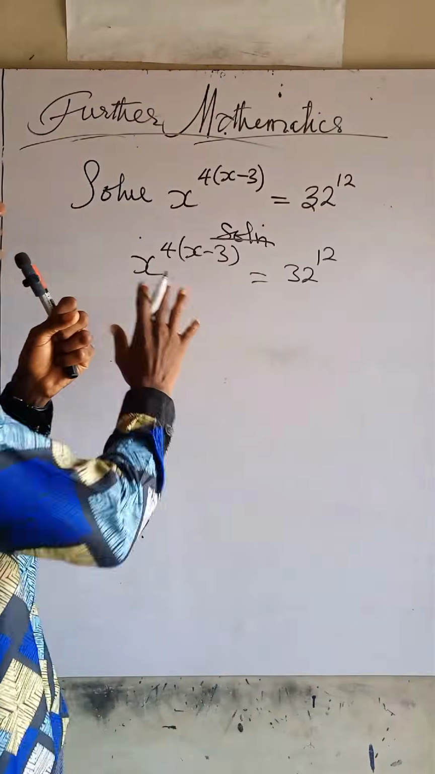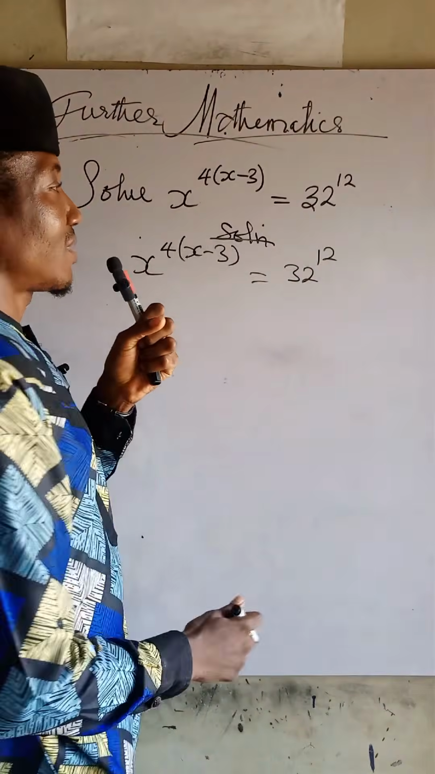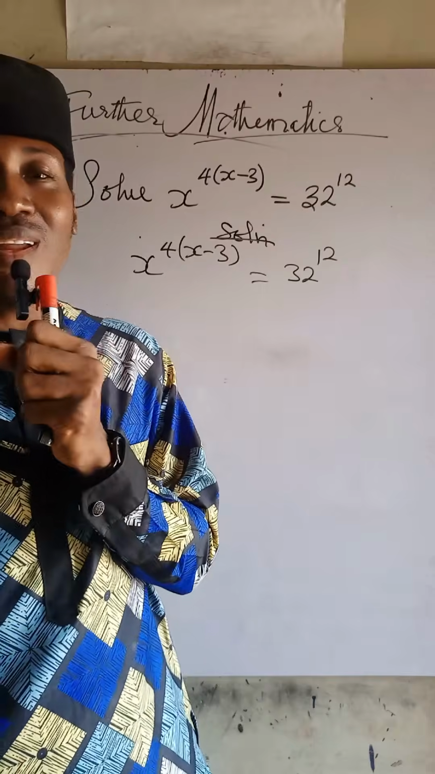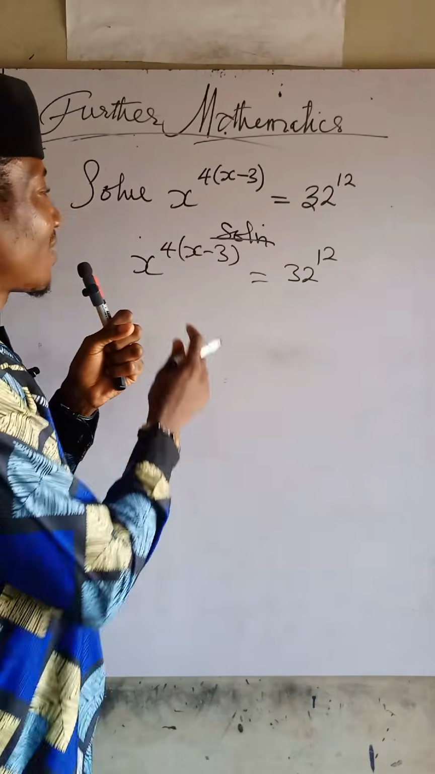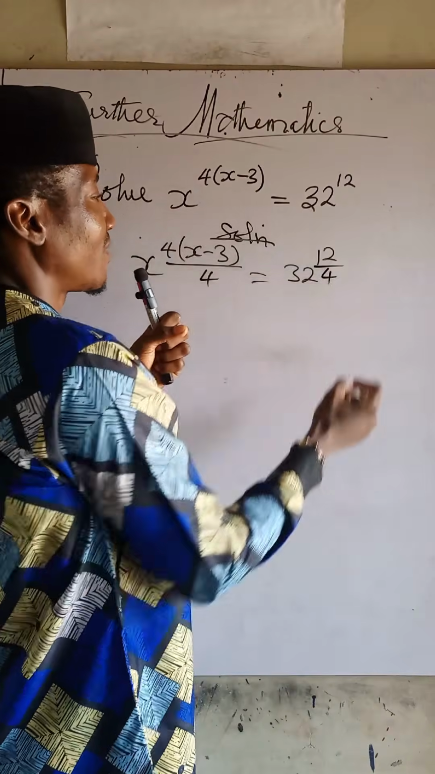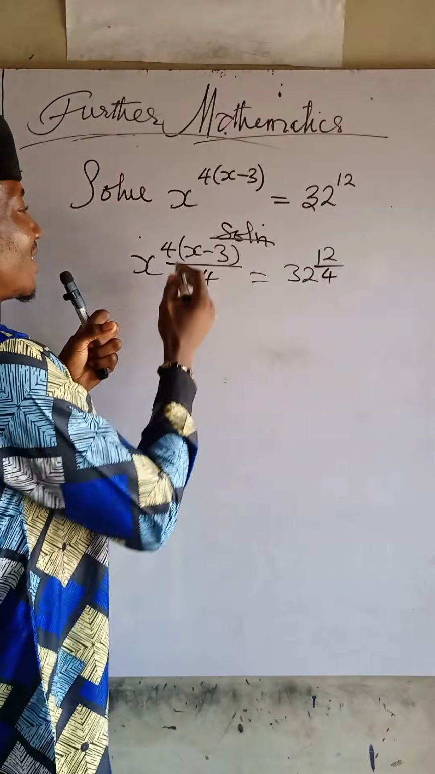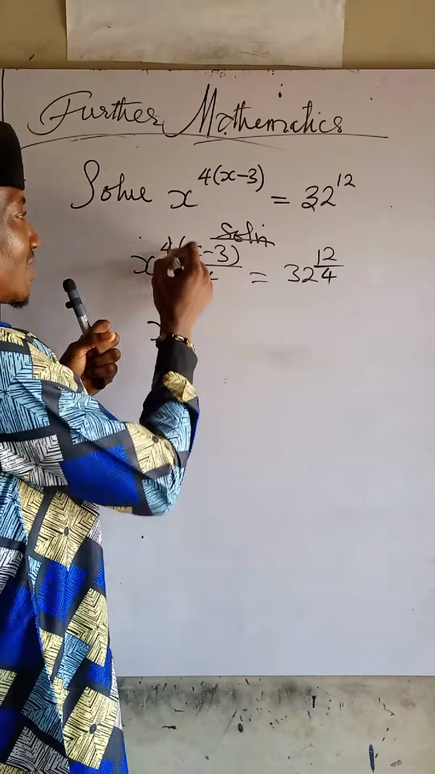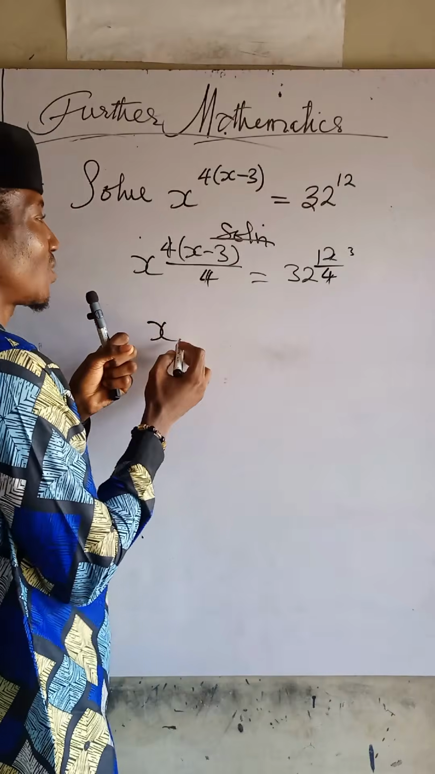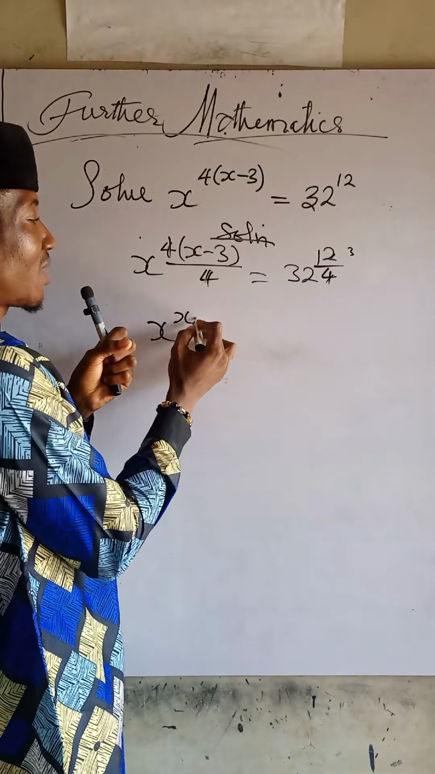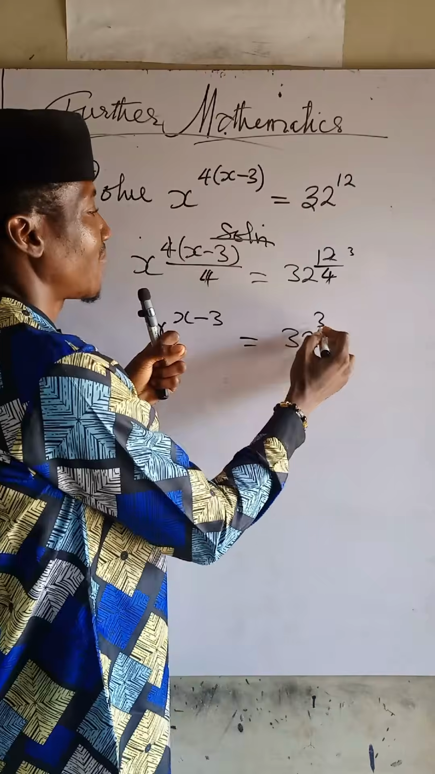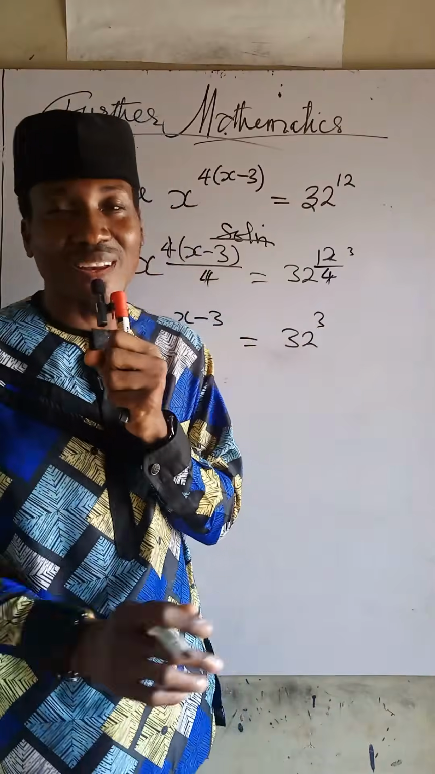Here we need to reduce the powers, because there is 4 here and there is 12 here. 4 and 12 are factors of one another. 4 is a factor of 12, so we can divide this one by 4, and we can also divide this one by 4. If we do that, this 4 cancels this 4, and 12 divided by 4 is 3. So we are going to have x raised to the power of x minus 3 is equal to 32 raised to the power of 3. It's now in a simpler form.